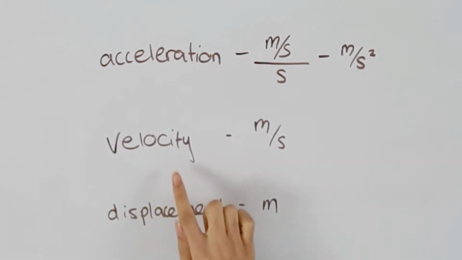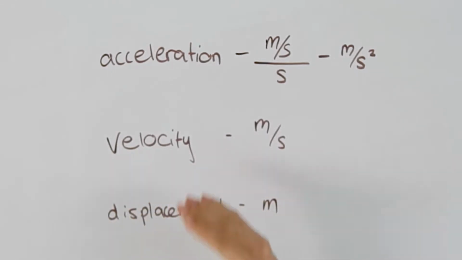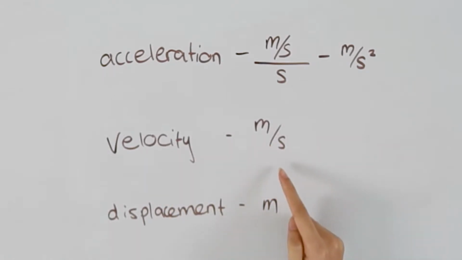Now the velocity is a rate. So what does a rate mean? It means how much something is changing by with respect to time. So if our displacement is changing by 5 every second, then our velocity will be 5 meters per second.